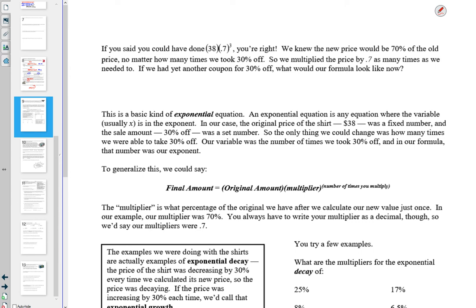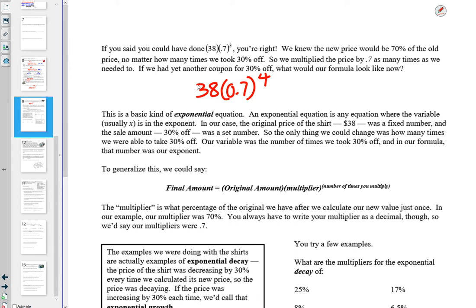If you said you could have done 38 times 0.7 to the third, then you're correct. If we had another 30% off on top of that, what would that look like now? If we already have 38 times 0.7, and you had those three discounts, and then you got another discount for mentioning Caleb's name at the register, another 30% off, what would it look like now? Instead of 0.7 to the third, you'd be paying 0.7 how many times? 4.